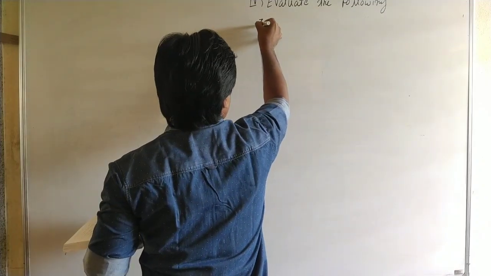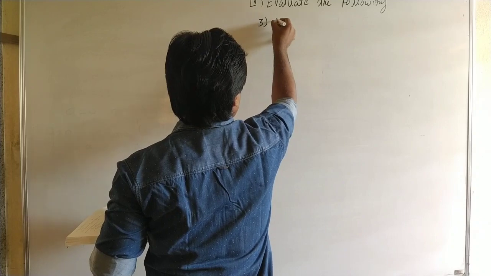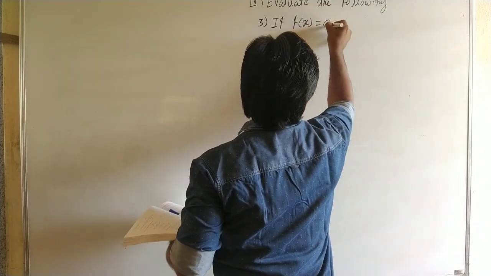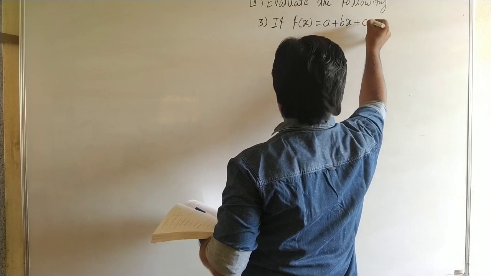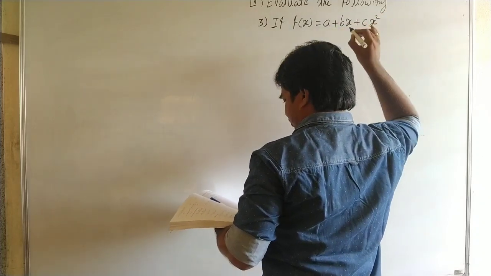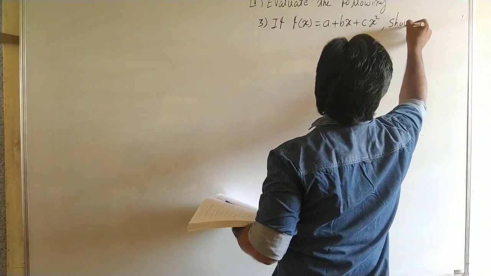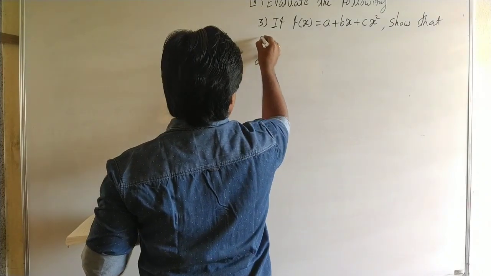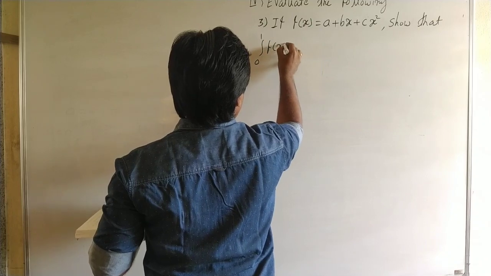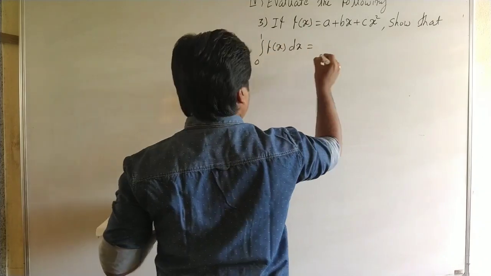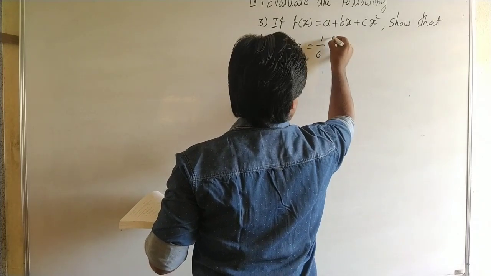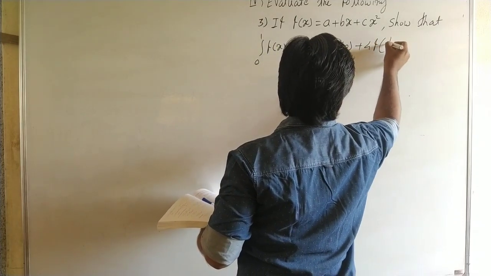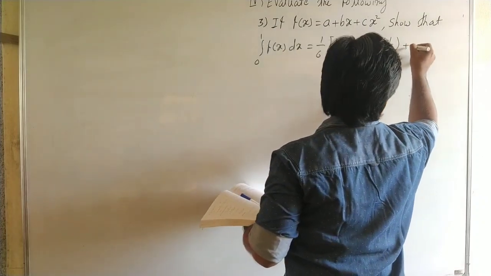Third example, if f of x is equal to a plus bx plus cx square, then show that integral 0 to 1 f of x dx is equal to 1 by 6 into f of 0 plus 4 into f of 1 by 2 plus f of 1.